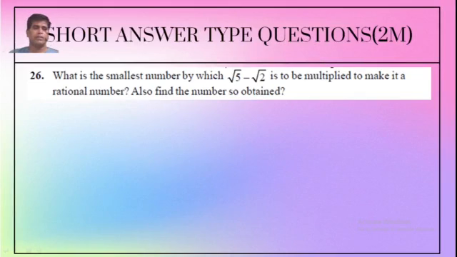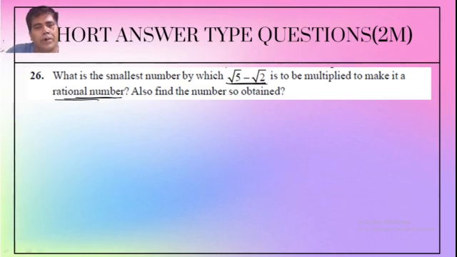Last question of the day. What is the smallest number by which this is to be multiplied to make it a rational number? So this is actually an irrational number. You have to make it a rational number. So what should you multiply with that number? Find the number so obtained.